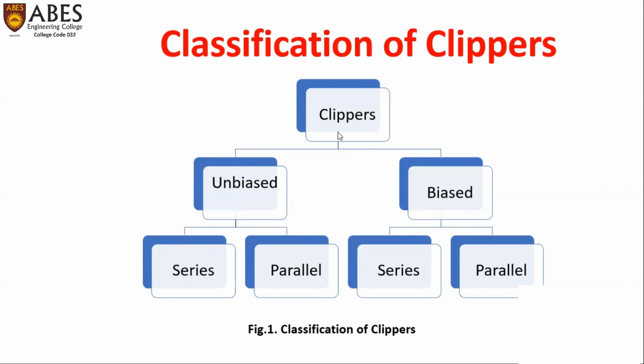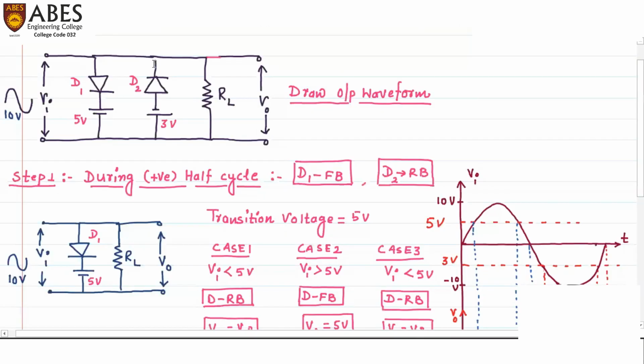Now let's do some problem based on the bidirectional clipper. So this is the numerical based on bidirectional clipper. Here you can see in the diagram, there are two branches and each branch comprises a diode and a battery. So the first branch AB comprises diode D1 and a battery having magnitude of 5 volts, and the second branch, which is denoted by CD, comprises diode D2 and a battery of magnitude 3 volts.